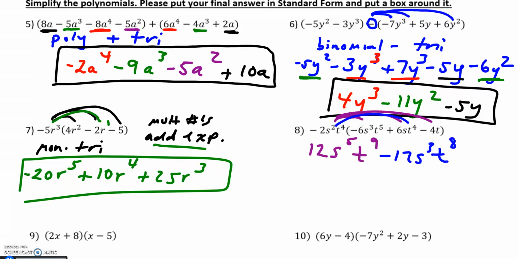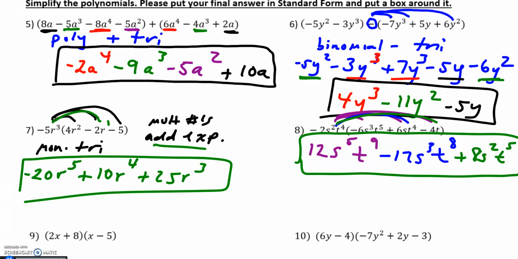And then my last multiplication here would be negative 2 times negative 4, positive 8. S squared just comes along for the ride, nothing to combine with. T to the fourth times t is t to the fifth power.